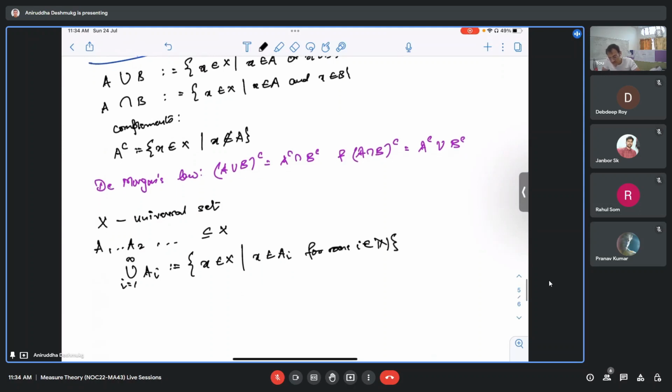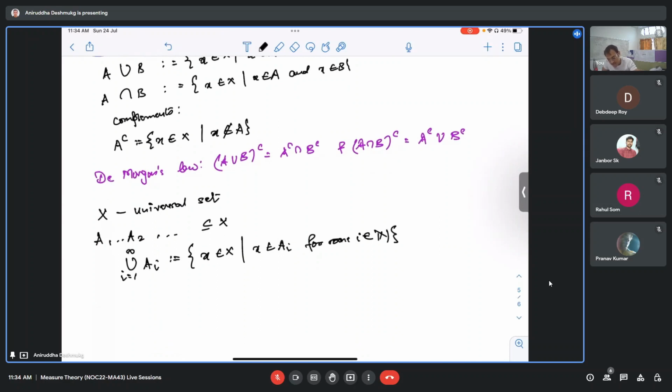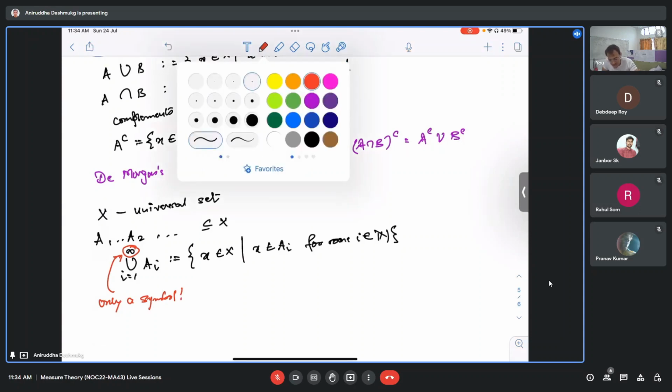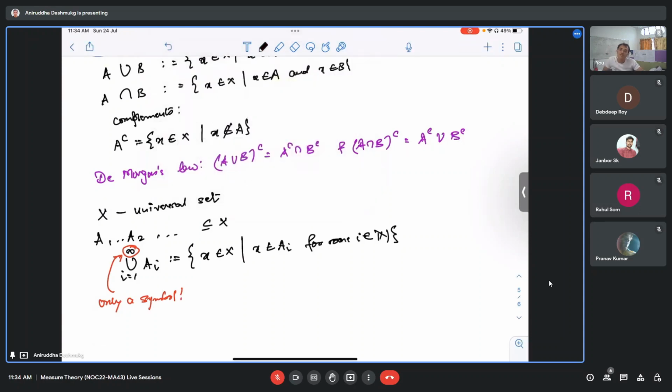Here there is a thing to be noticed: when I write this 1 to infinity, this is just a symbol. It should not be treated as a number. What it means is that you start taking the union, you take A1 in union with A2, and you take A3, and the sets will never end.